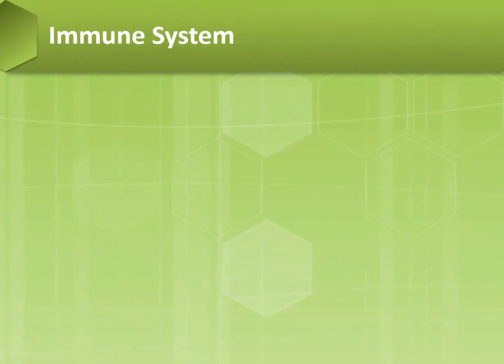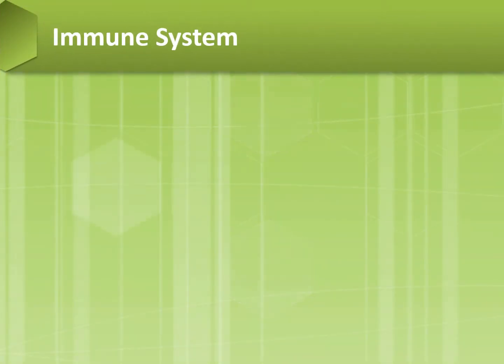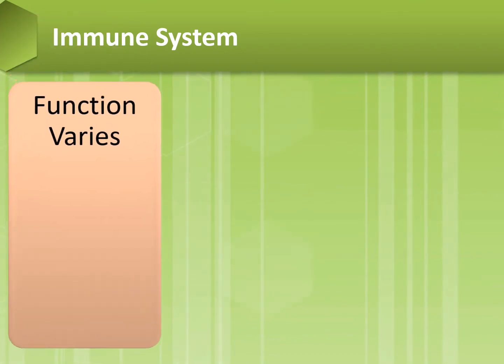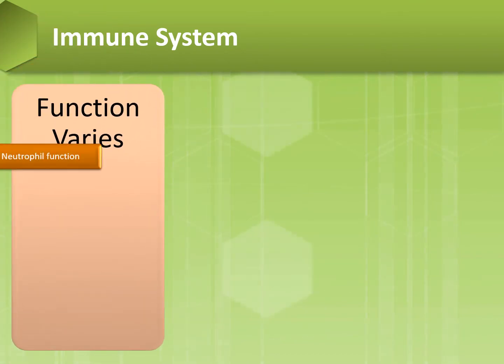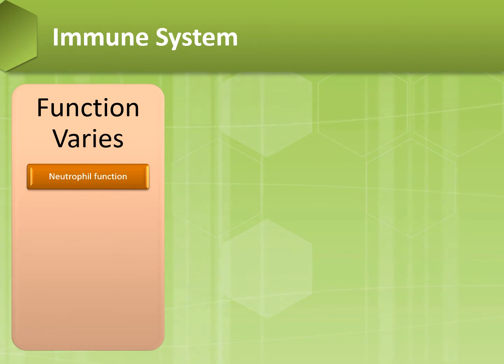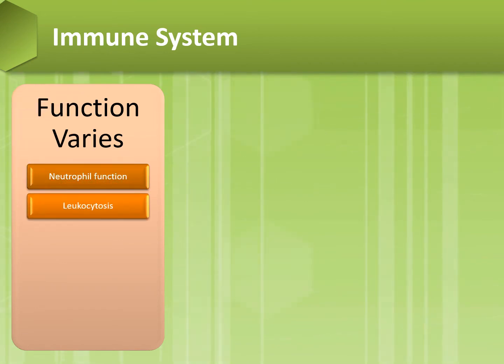Now we are going to discuss the immune system. The function can vary. Neutrophil function provides protection after invaders, especially bacteria, enter the body. If a patient is exhibiting an immune system response, they could have leukocytosis, which is an elevated white blood cell count. They may even exhibit a fever.